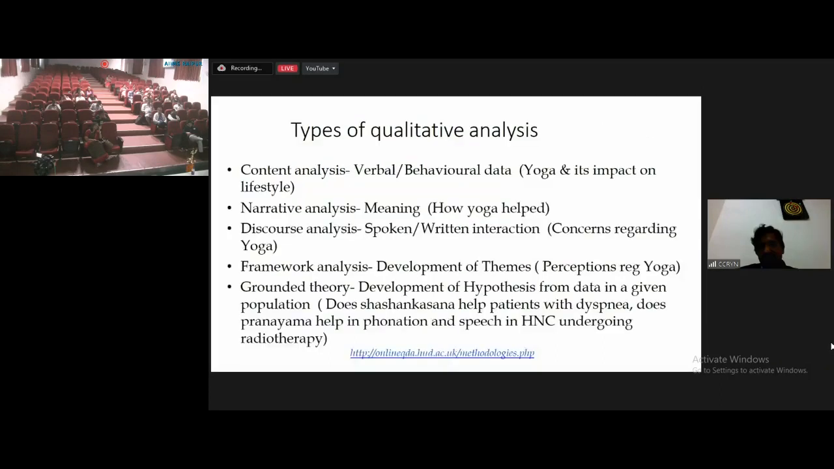And if you want to look at different aspects of qualitative analysis, one is called content analysis. Behavioral data is there: yoga's impact on lifestyle. Narrative analysis, meaning how yoga helped the person. Again, one narrative on how it helped somebody. Discourse analysis: spoken, written interaction, concerns regarding yoga. Framework analysis: development of themes, perceptions regarding yoga. Grounded theory: development of hypotheses from data in a given population. Okay. So, does Shashakra help patients with dyspnea? Does pranayama help in phonation and speech in head and neck cancer patients undergoing radiotherapy? Okay. So some important aspects can really be understood by using different aspects of qualitative analysis.